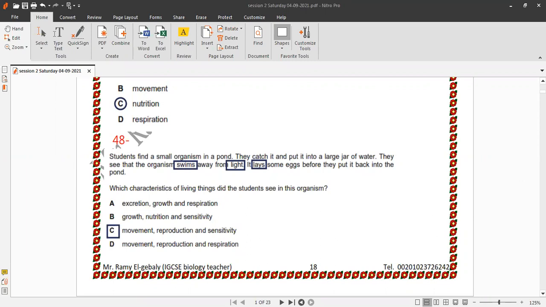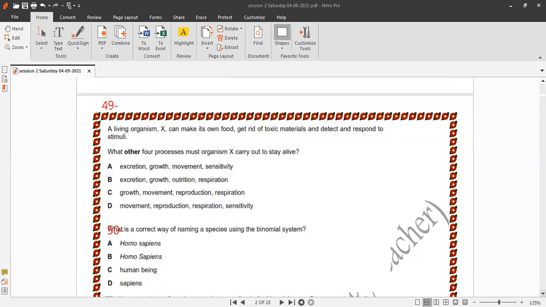Okay, 49. Map Ali. A living organism X can make its own food, get rid of toxic materials, and detect and respond to stimuli. What other 4 processes must organism X carry out to stay alive? C. Growth, movement, reproduction, respiration.